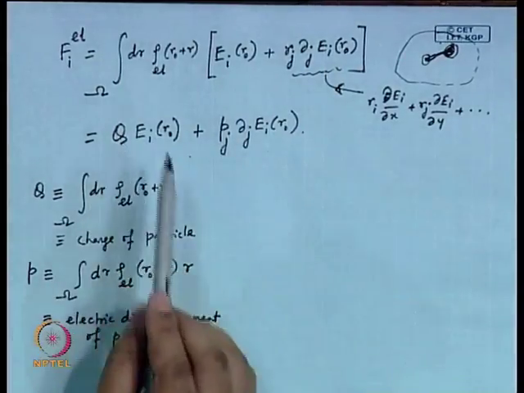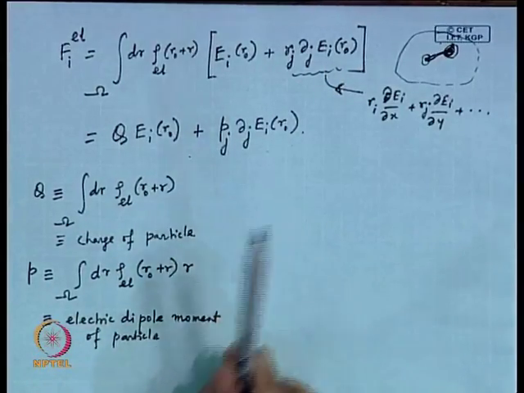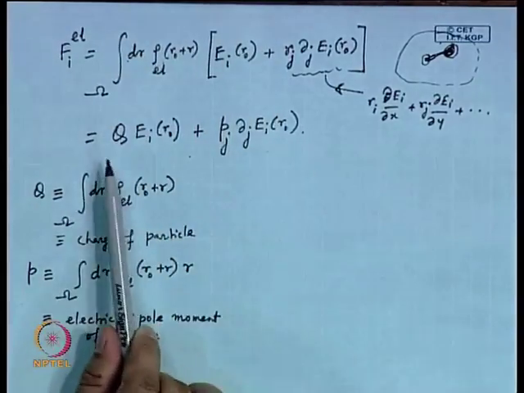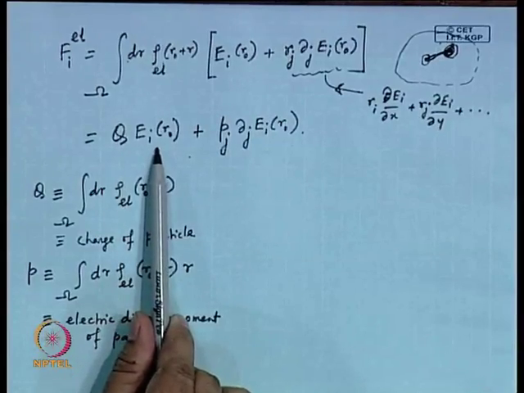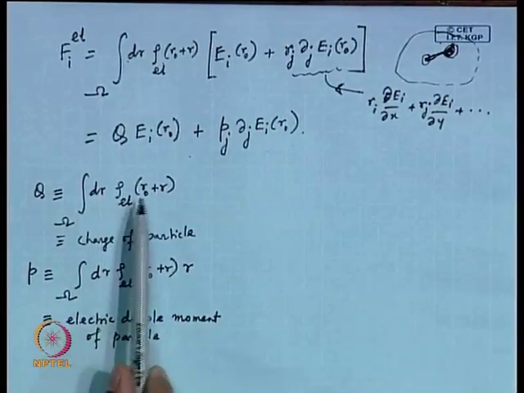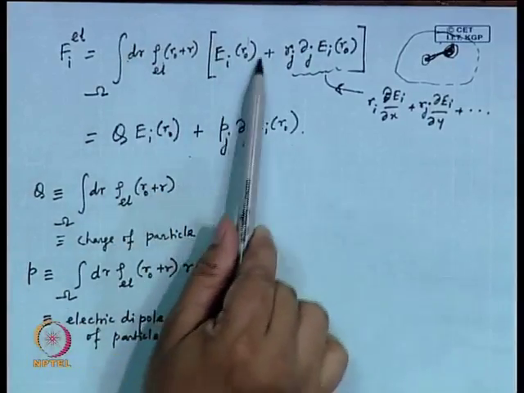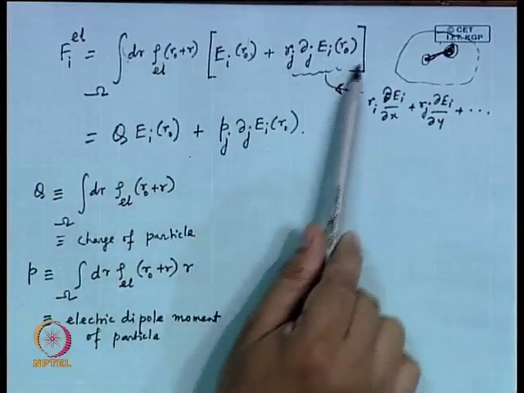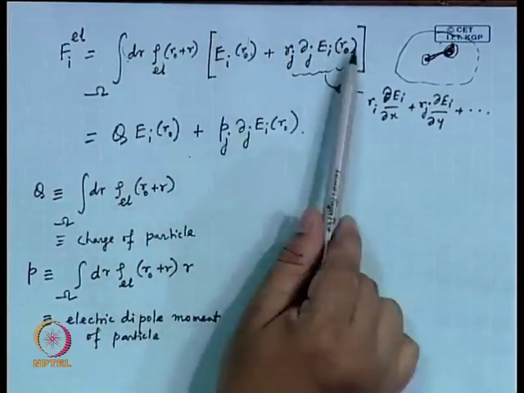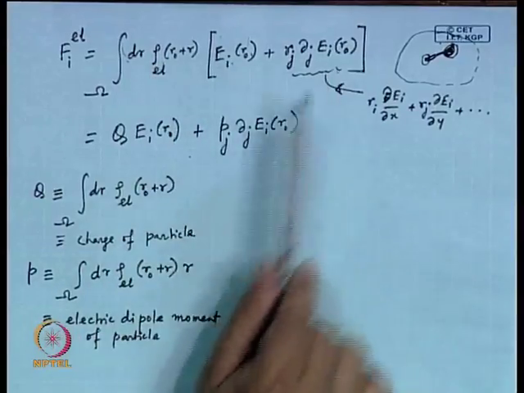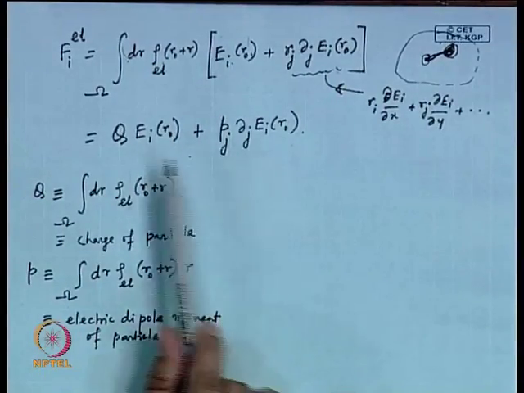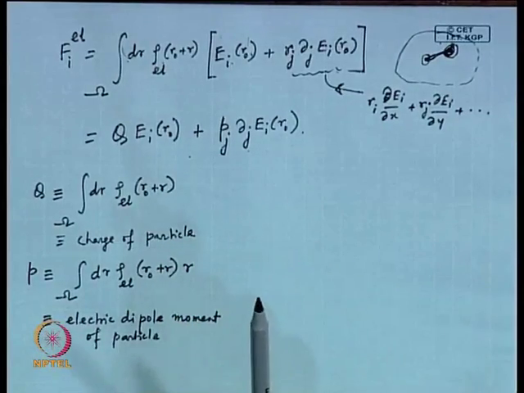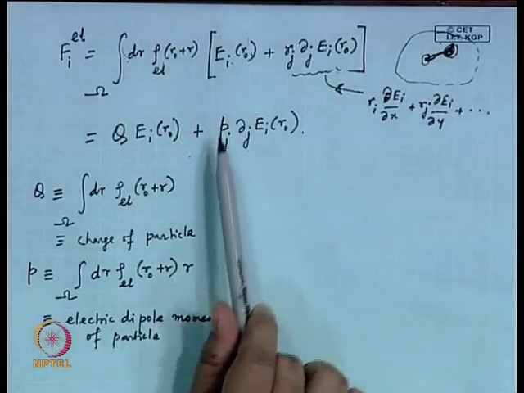Then you would be writing this. So you have two things here. One is this and this. You are clubbing them together and calling it Q E_i(r0). What is Q then? Q is nothing but integration dr rho EL(r naught plus r). So you are clubbing these two terms. Another is this multiplied by this. So you are basically taking this third bracket off, multiplying this with this, multiplying this with this, and you are getting these two terms here. One is Q E_i(r0) and another is P_j del_j E_i(r0), the derivative of it.